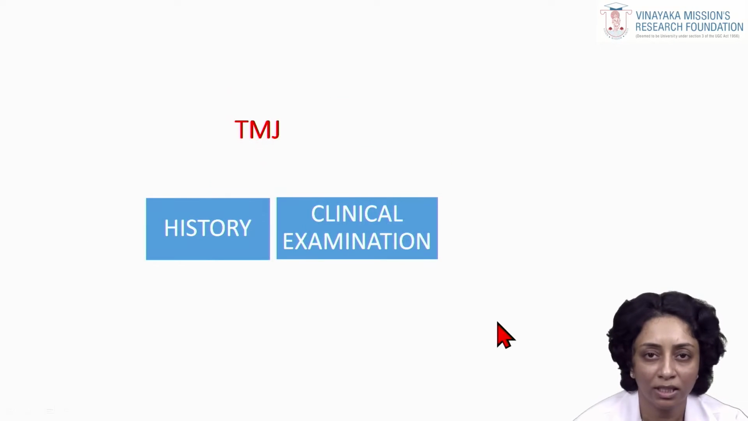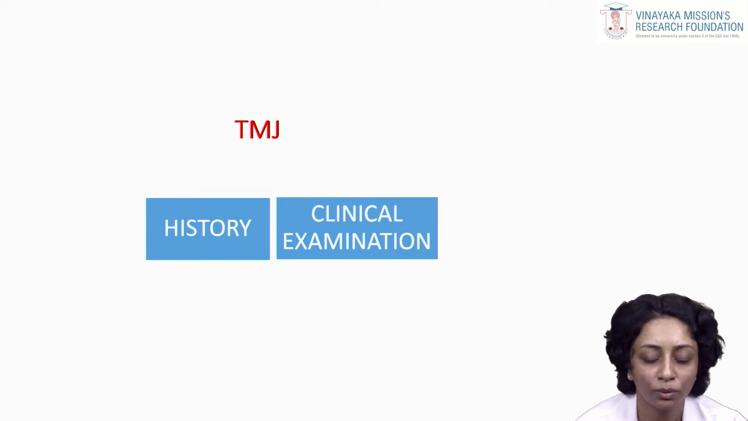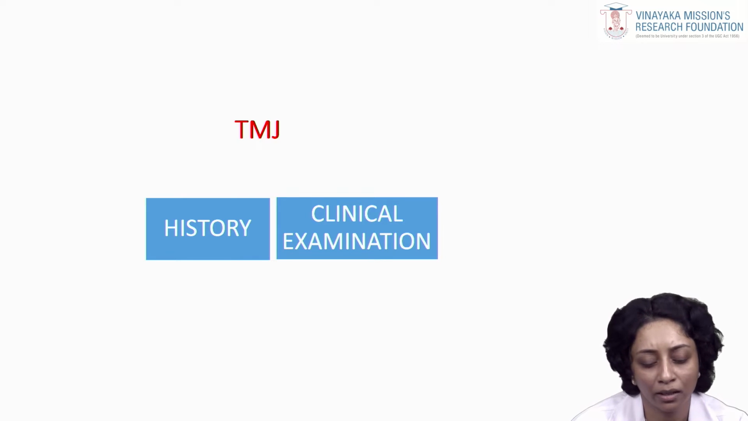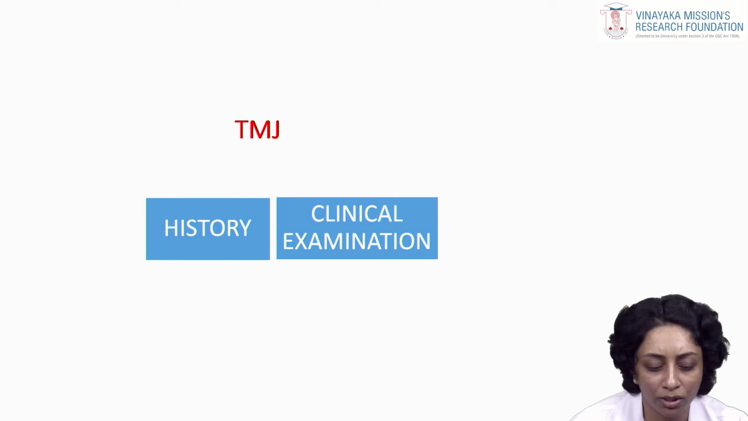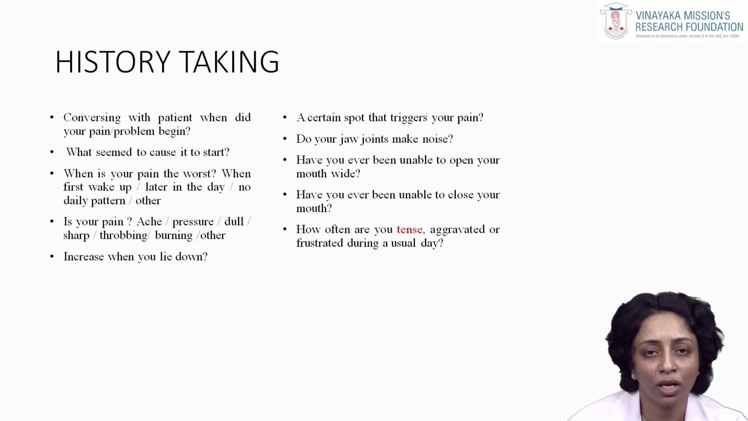So till now we have learned the functional anatomy, where the joint is located, its position, how it is supplied and what it is made of. Now moving on to TMJ patients: if they visit you, what steps do we have to take to analyze whether the patient has TMJ disorders? The first and foremost step is history taking, followed by clinical examination. These are a few questions we have to ask the patient.